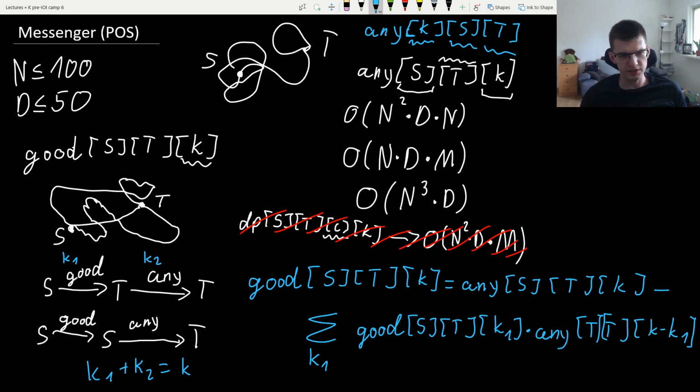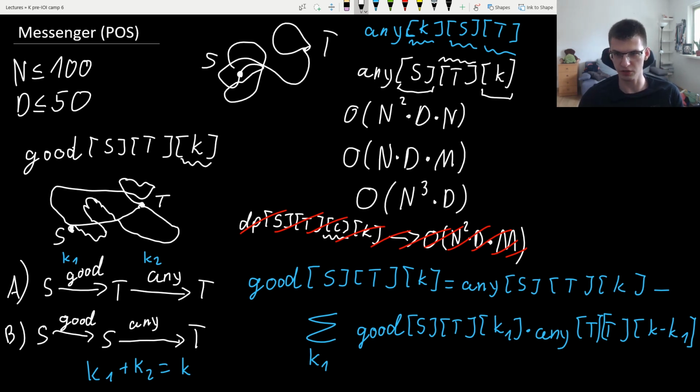This will subtract cases where from S we go to T without repetitions before that, and then from T we go just in any way to T. Because every path from S to T that is not good, for sure it will for the first time visit S or T somewhere in the middle. We iterate over that moment, k1, and I say, okay, this is the number of good paths so far, times just anything that will happen later. This covers case A, and now case B.